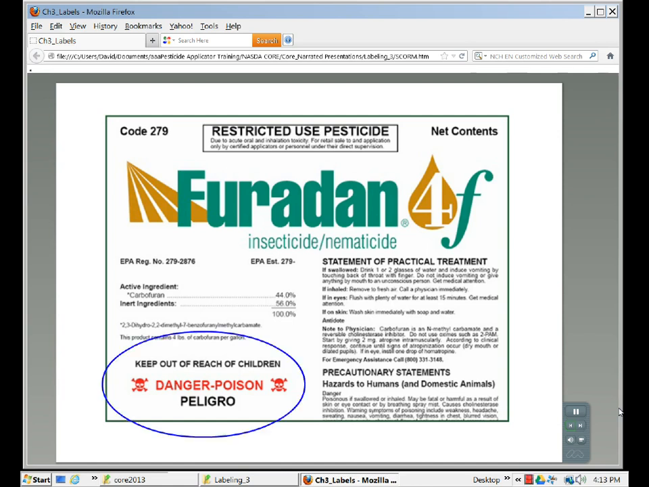You can see the danger poison signal word is listed in red with the skull and crossbones, and the signal word appears in a prominent place on the label so the user can quickly assess the relative acute toxicity of the product. Note the product is also restricted use.